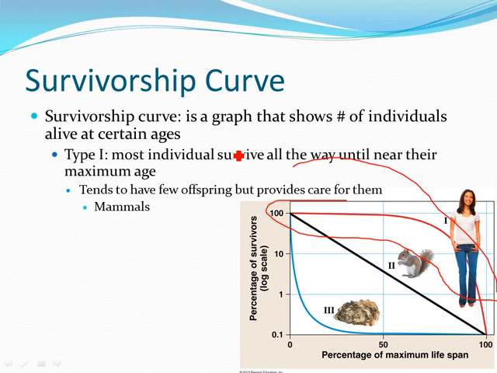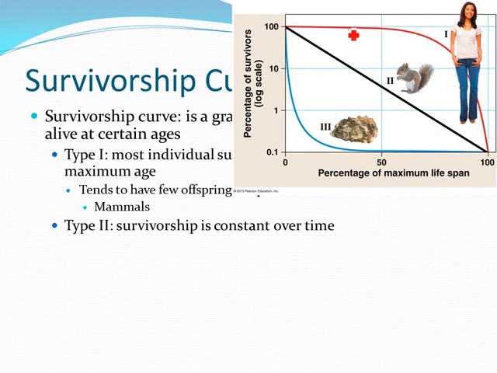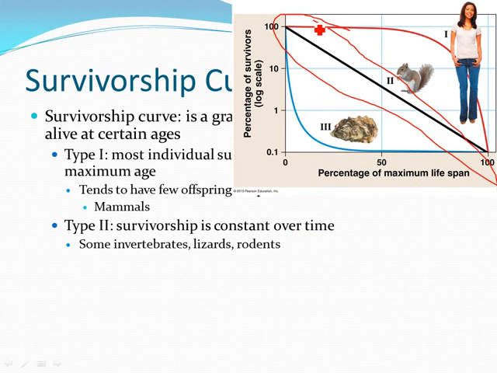But we're talking about other mammals as well. In general, most mammals tend to have fewer children, but they take a lot of care for their children until they grow up. And then we have type 2, which is shown as the black line here. And this one is basically a constant survival rate throughout time. So there's a lot at the beginning, but during mid-age, half of them die, and then towards the end of their age, all of them die, of course. So it's a constant rate, basically, of how long they survive and how many of them survive during that period of time. So some invertebrates, lizards, and rodents share this type 2.